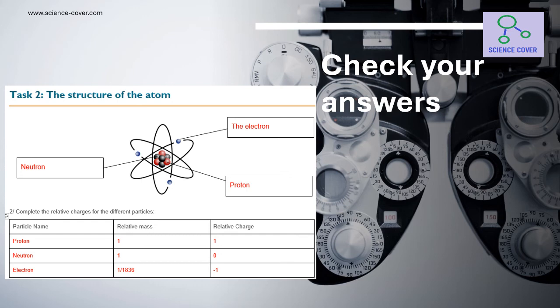In the center of the atom, we have the nucleus, so this is the neutrons and the protons. In this particular diagram, it doesn't really matter which way round you put the proton or the neutron. But the electrons must be the smaller particles orbiting the nucleus. For the different particles, the proton has a relative mass of 1 and a relative charge of +1. The neutron has a relative mass of 1 and a relative charge of 0. And the electron has a relative mass of 1 over 1836 and a relative charge of -1.